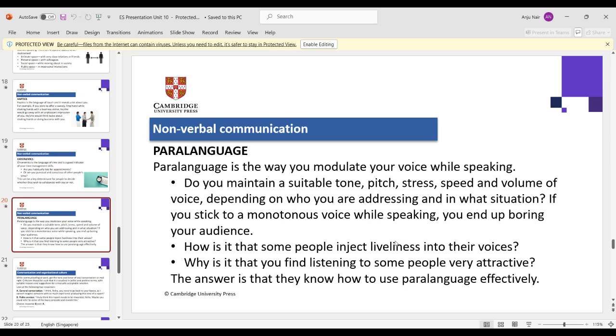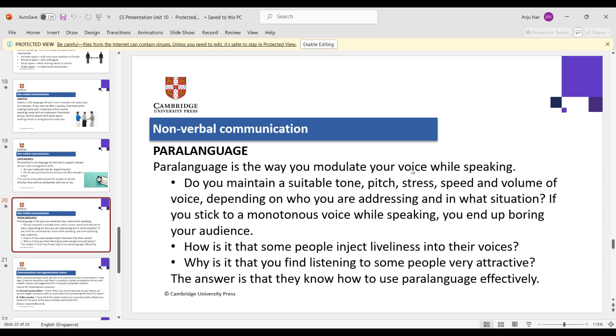Some people have a good voice, so they attract others also. You won't be bored listening to their voices. There is a kind of liveliness and attractiveness in the voice. They know when to emphasize words, or where to put the stress, rather than sounding blaring or monotonous. So paralanguage is also important: the style, tone, pitch, variations, rhythm, speed, volume.